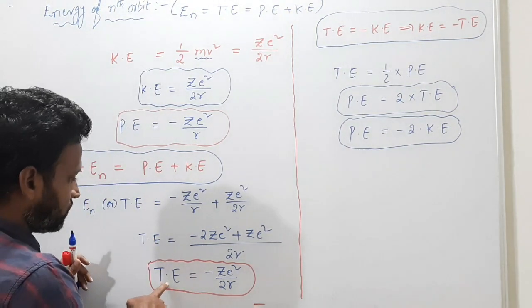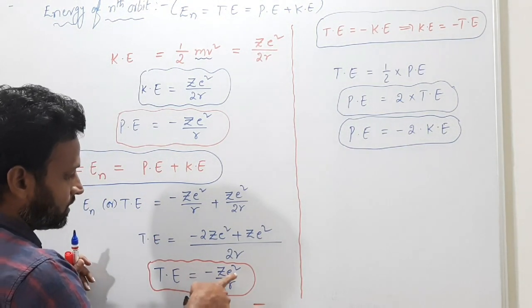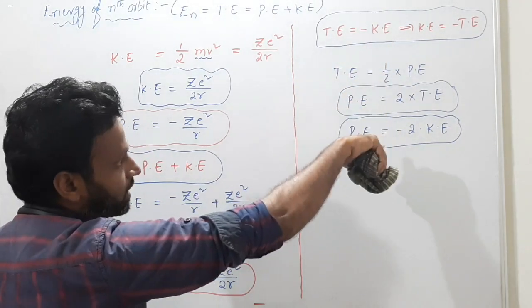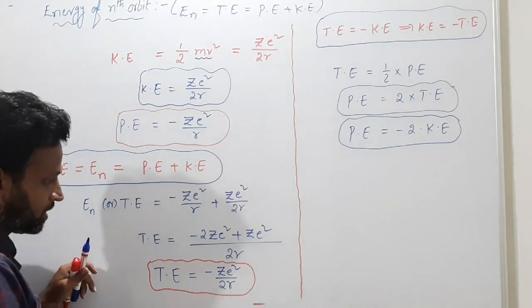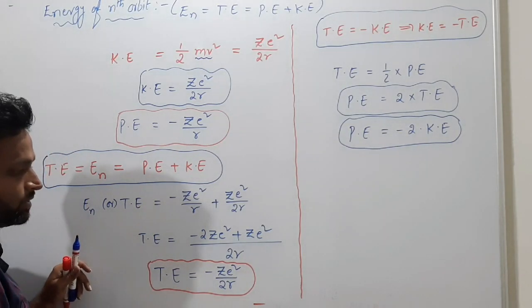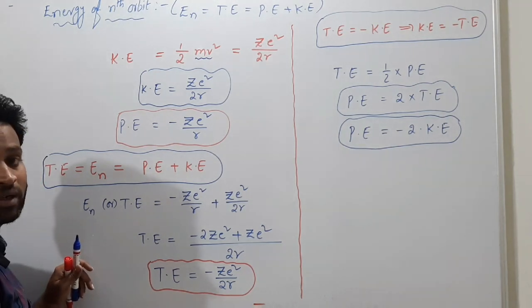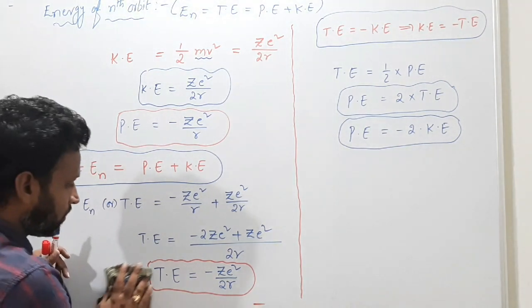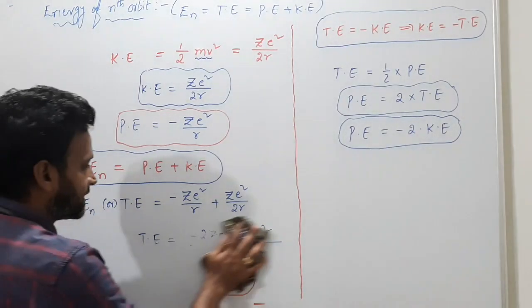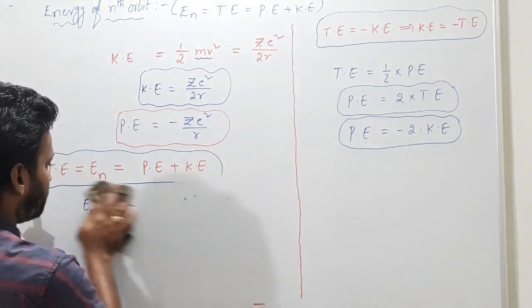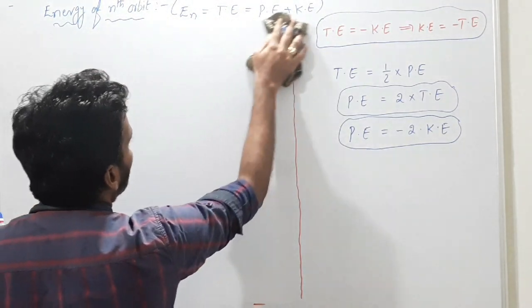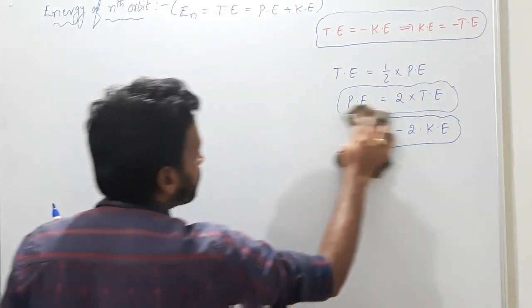So up to here, you understood what total energy is: minus Ze square by 2r, and the relations between total energy, potential energy and kinetic energy. Now I will substitute the r value in this total energy so that you will have one direct formula for total energy. So please take a screenshot and write down all these things. Now I will go for substitution using r.